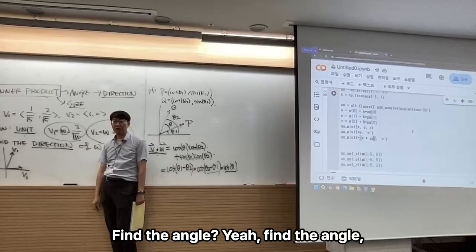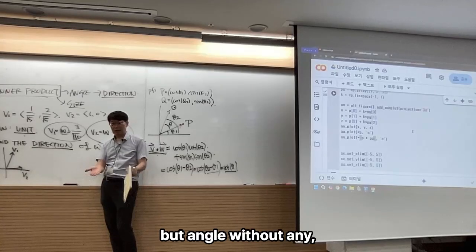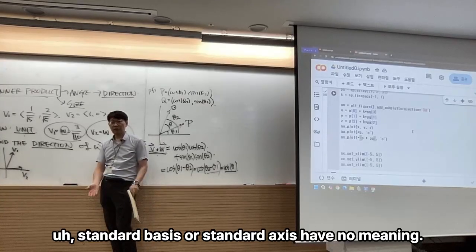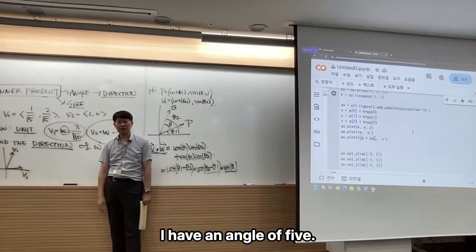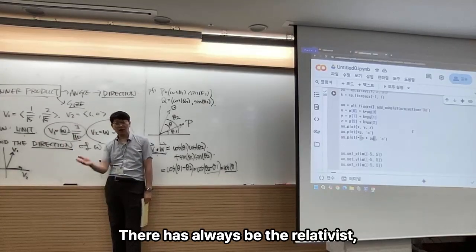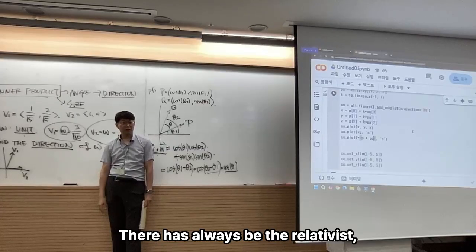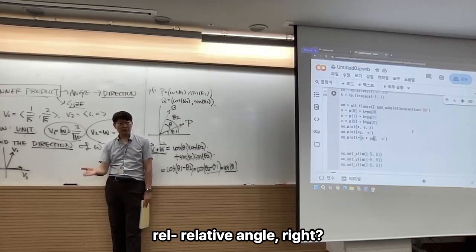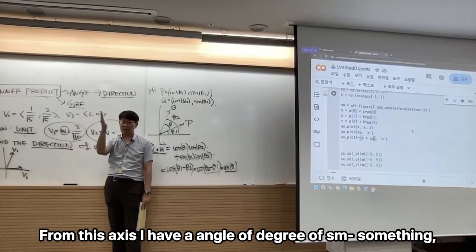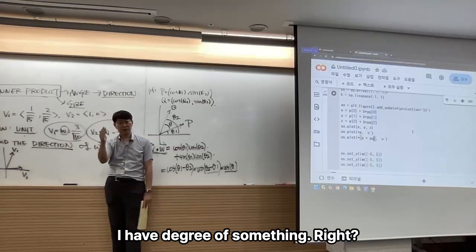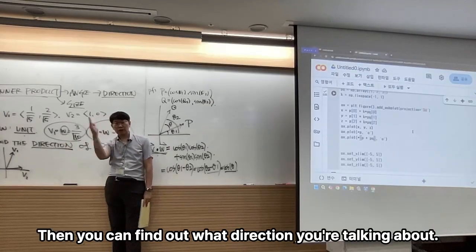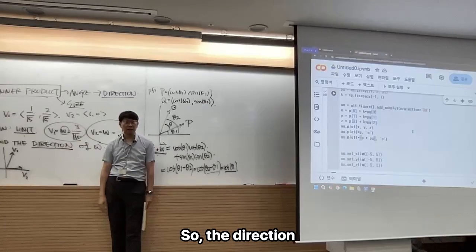Yeah, find the angle, but an angle without any standard basis or standard axis has no meaning. Like I have a space here, I have an angle of 5. What does that mean? It always has to be the relative angle, right? From this axis, I have an angle of some degree. From this axis, I have some degree, right? Then you can find out what direction you're talking about.